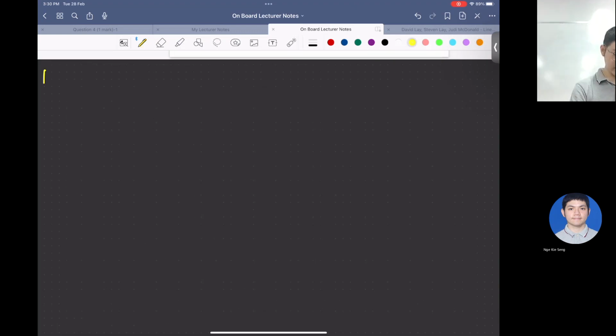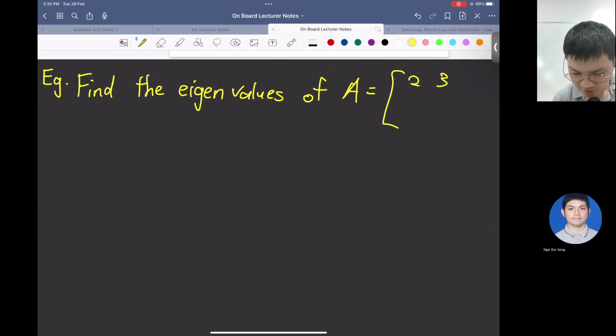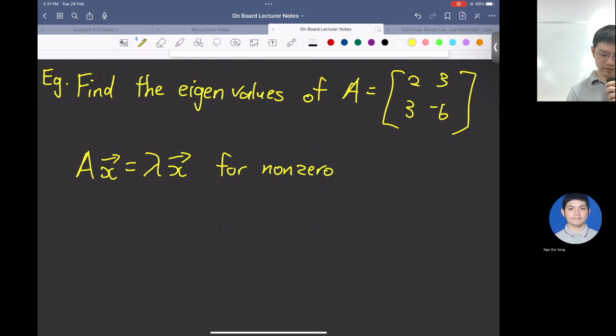Okay, so the first example is: let's find the eigenvalues of A, which is 2, 3, 3, minus 6. So what is an eigenvalue? An eigenvalue is a lambda that satisfies Ax equals lambda x, for non-zero x.